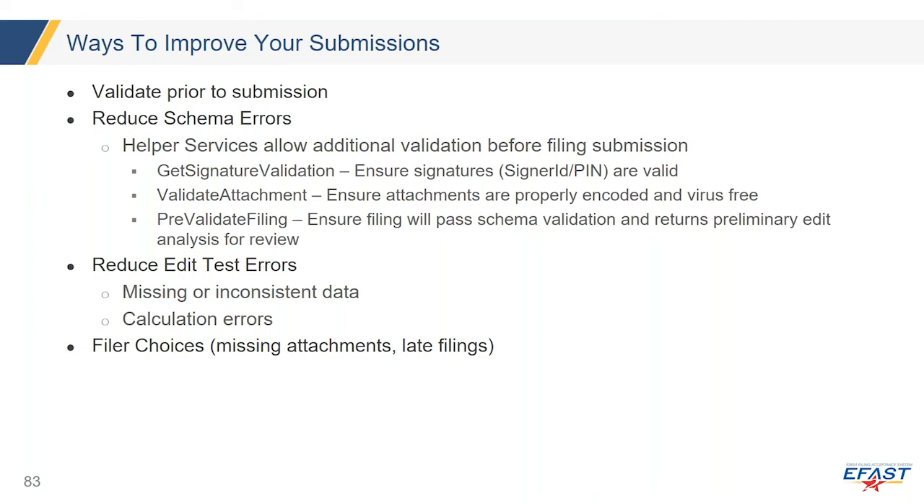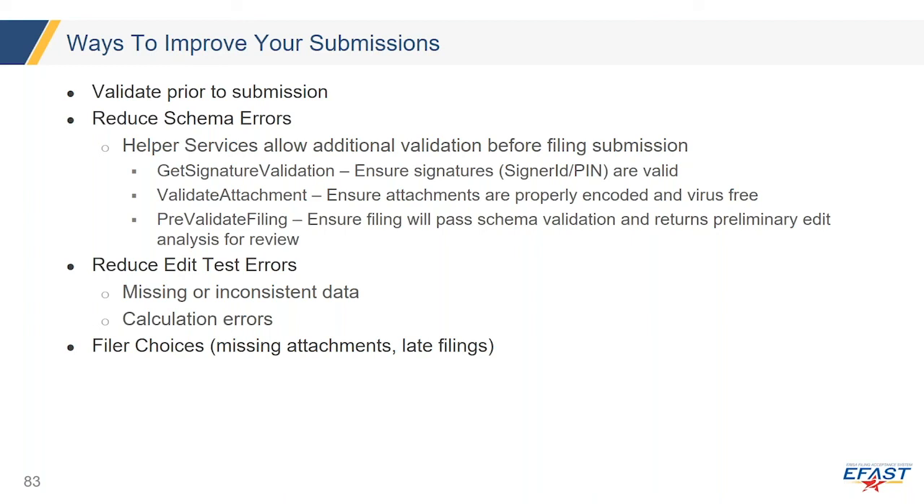We want to reduce errors, looking for missing or inconsistent data, calculation errors, or things related to filer choices. So when someone's filling out the form, there are things that they may do, such as not attaching the appropriate attachment or not filing it on time. We realize there's not a lot that can be done about that, but the goal is to try to reduce those.